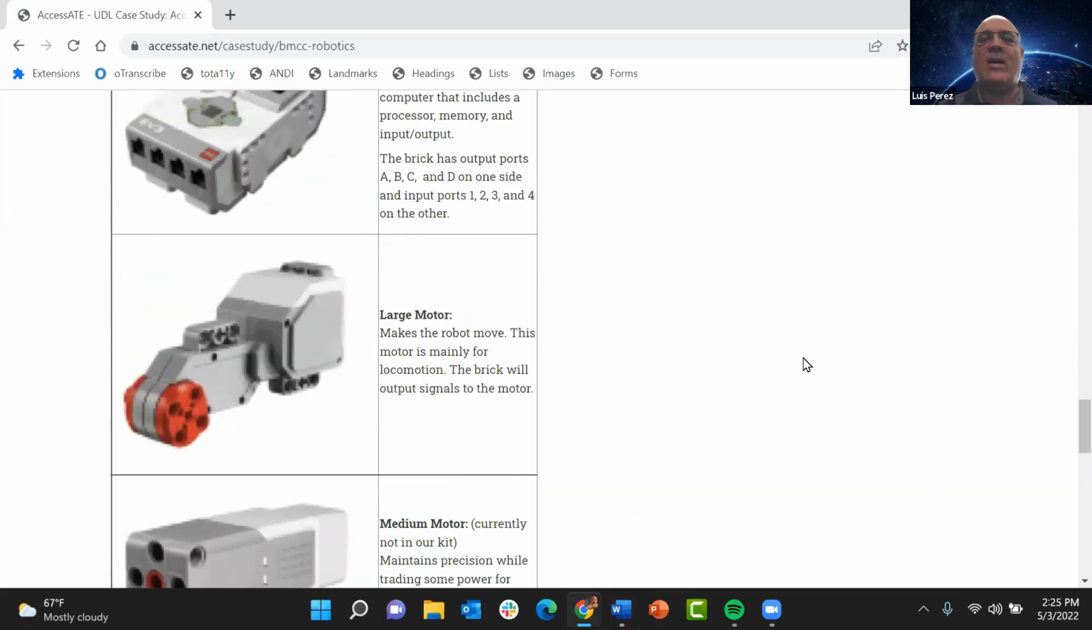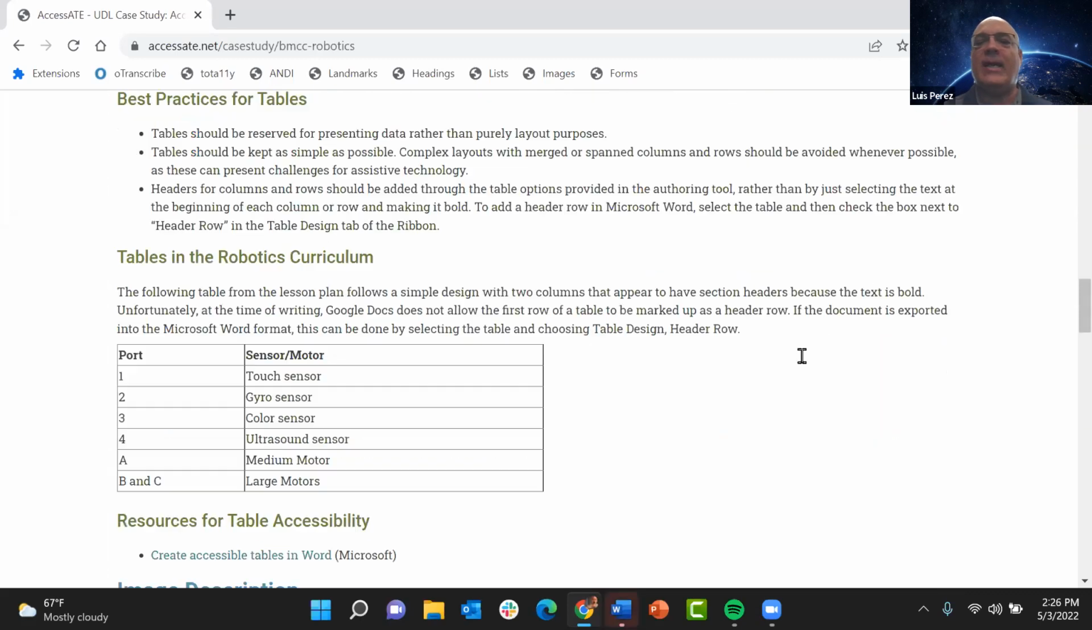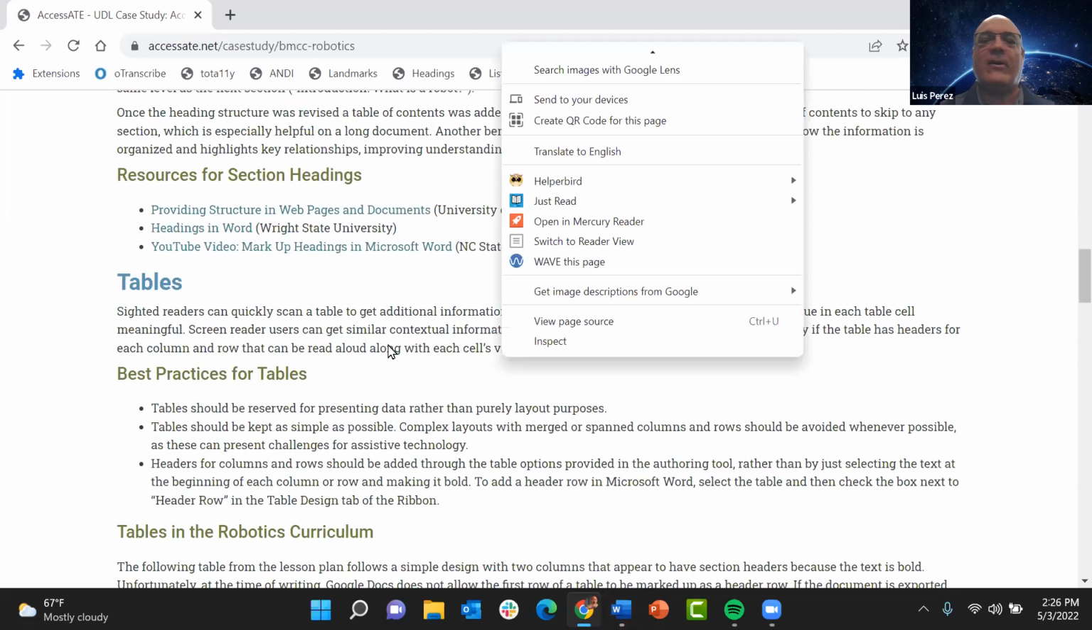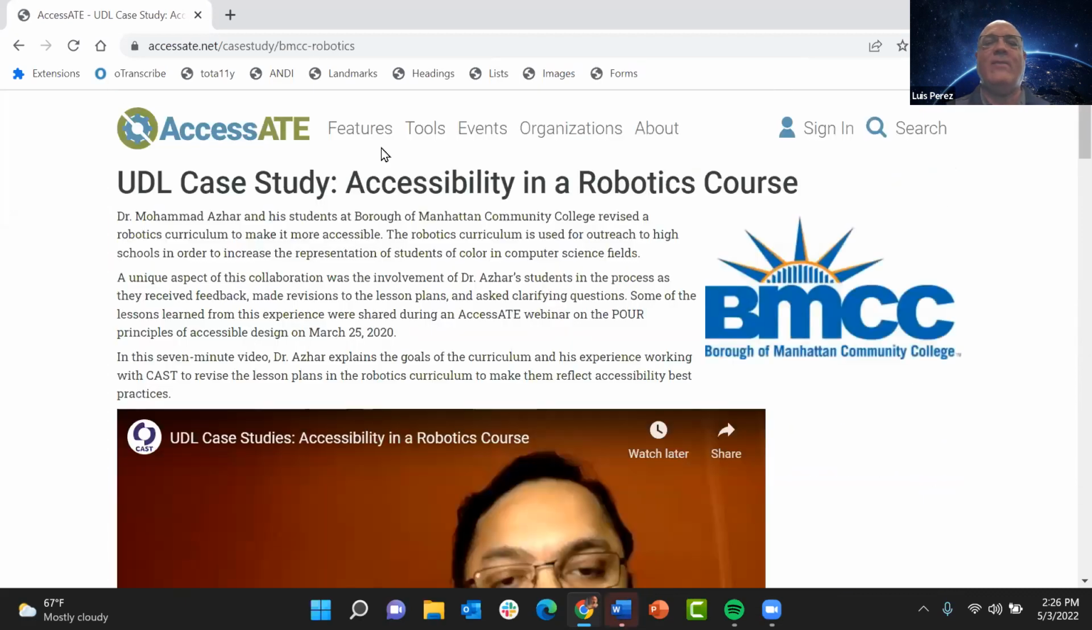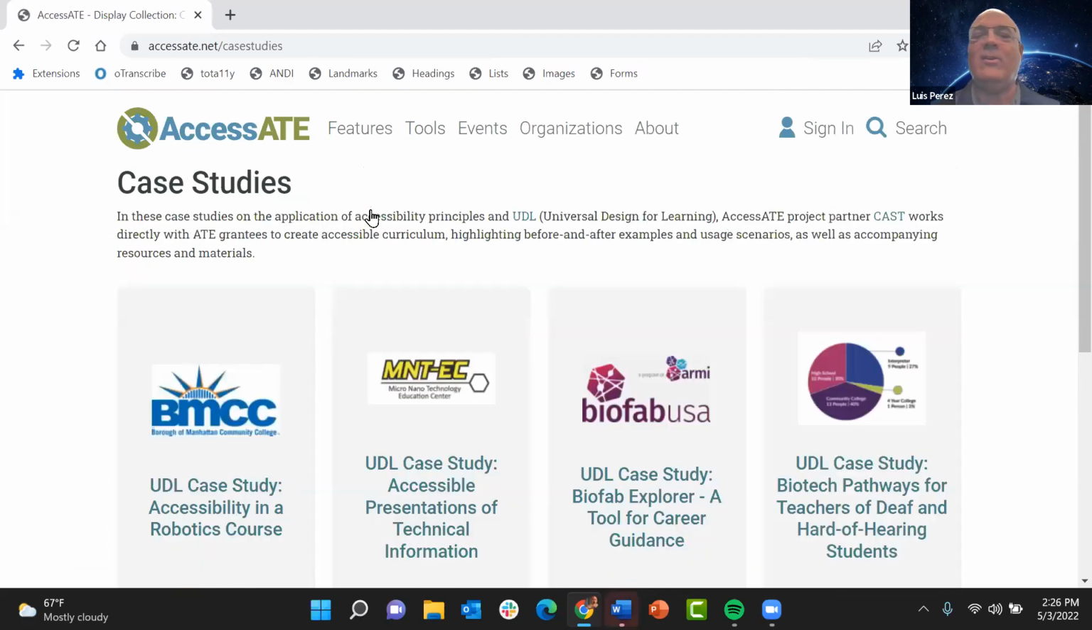So this is just one of those case studies. Like Allison said earlier, there are a number of them. So I invite you to go to that webpage, accessate.net/case studies. Or you can just access it through the top navigation. If you go to features, case studies, that will take you there as well. And with that, I'll turn it back over to you, Allison.